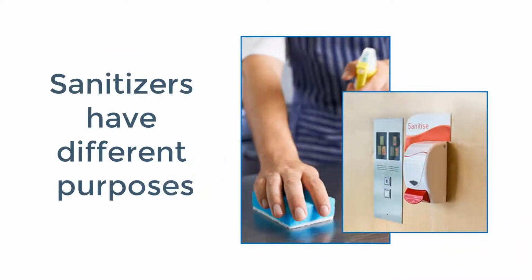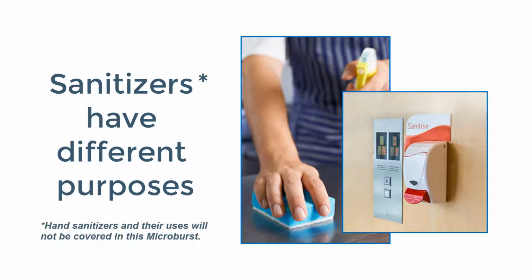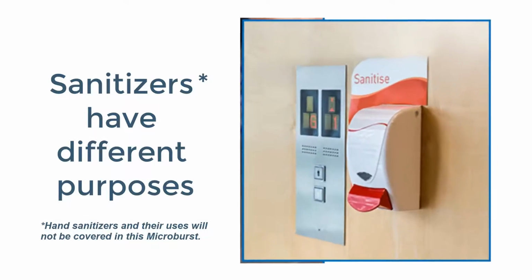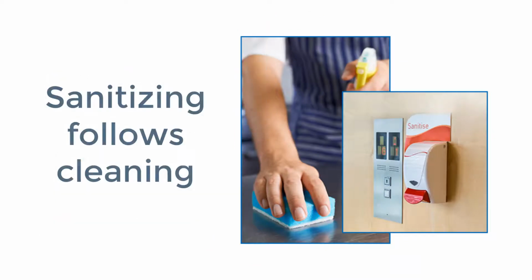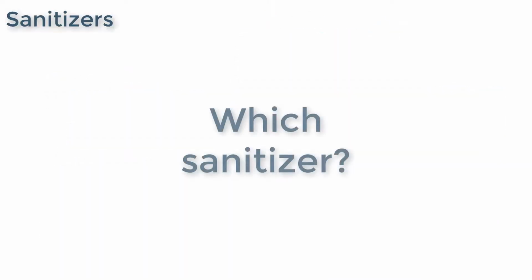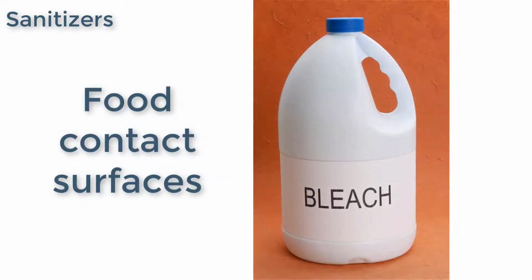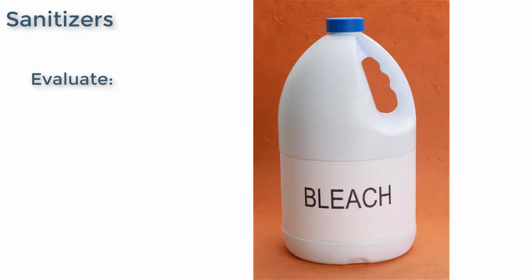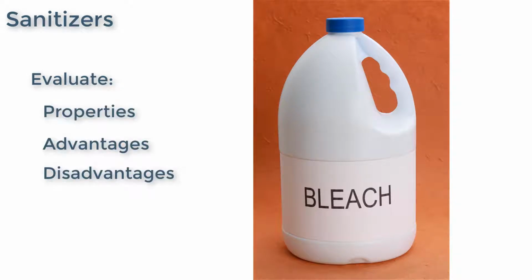As you would expect, different sanitizers are appropriate for different purposes. For example, you might choose a different sanitizer for food contact surfaces than one you would use to sanitize your hands. Sanitizing follows the cleaning step in the sanitation process. When selecting a sanitizer to use on food contact surfaces, including utensils, it is important to evaluate the properties, advantages, and disadvantages of the sanitizer for specific applications.